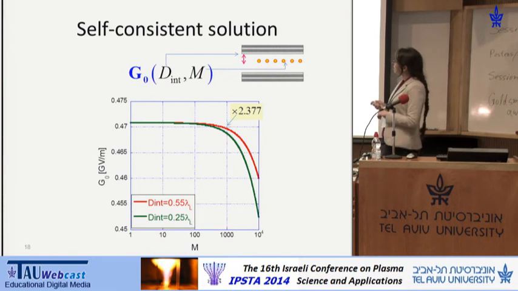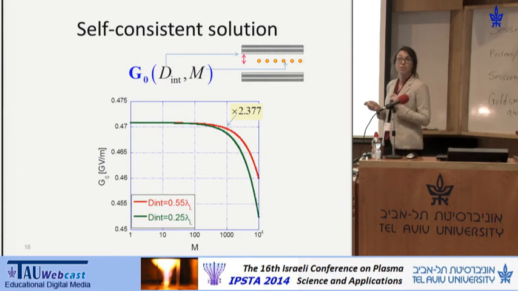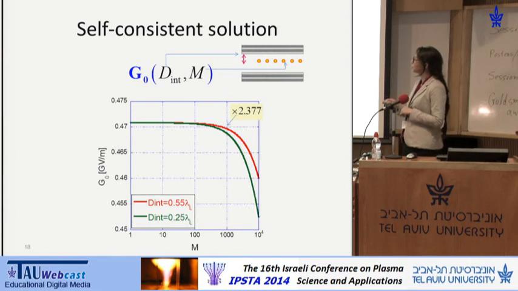We can see there is a critical value around m equals 1,000. For values smaller than m equals 1,000, the gradient is virtually independent of m, and for values greater than m equals 1,000, the gradient decreases a bit.